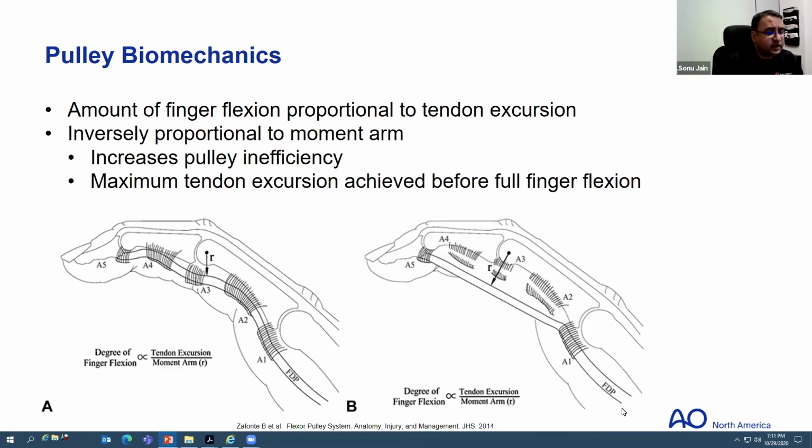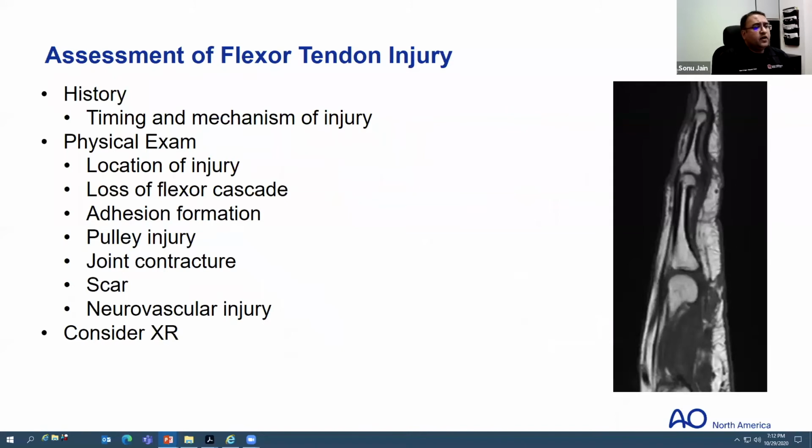So this is a neat little way to look at it. As the moment arm increases from the tendon, from the bowstringing, the less degree of finger flexion you're going to get. So this equation gives you that translation. You're going to have a certain amount of tendon excursion, but as this denominator increases, this is going to decrease. Just physics. So what do you do when you have a flexor tendon injury?